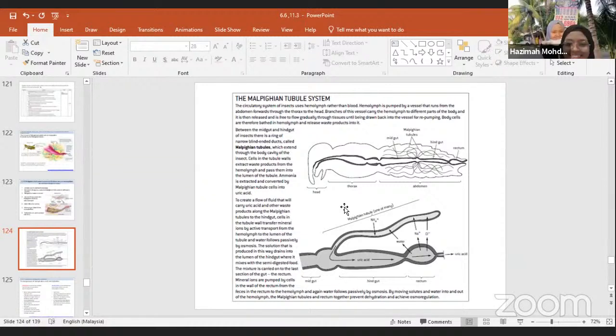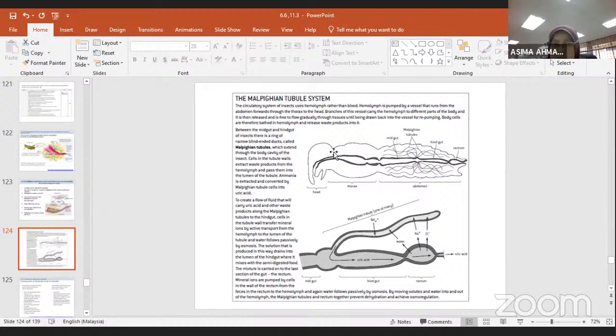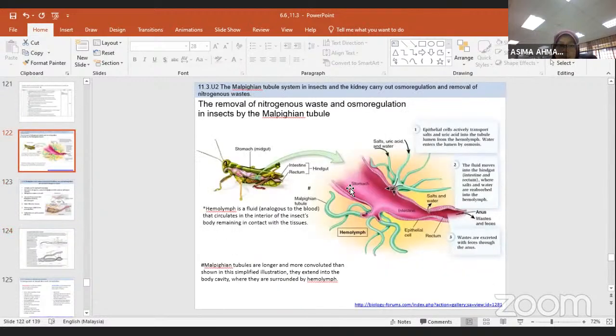Refer, teacher. Right, because this IB study guide is very useful. If you want to buy it, it costs over 100. But you already have the e-book, I have shared it with you, so no need to buy. Just read it there. This one I took from the IB study guide. So this is the Malpighian tubule system in insects.